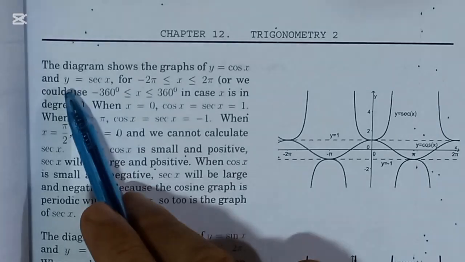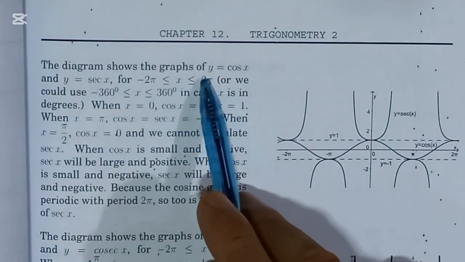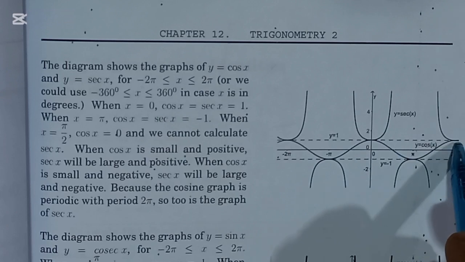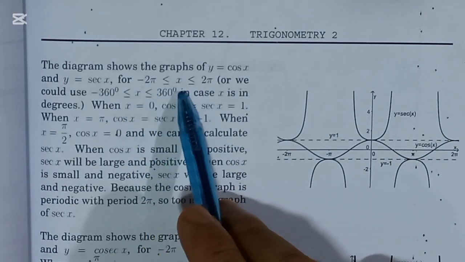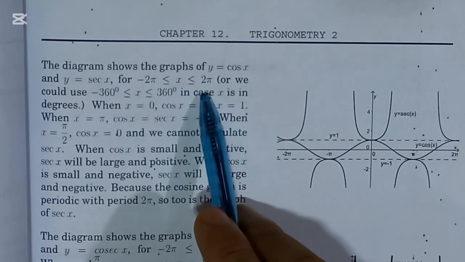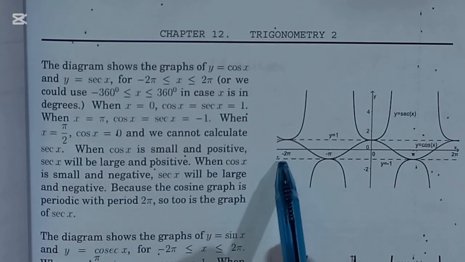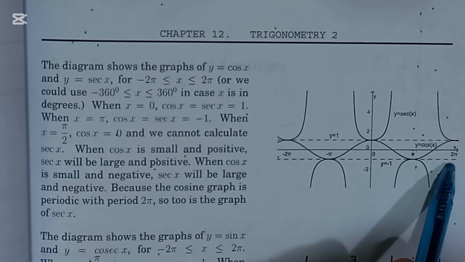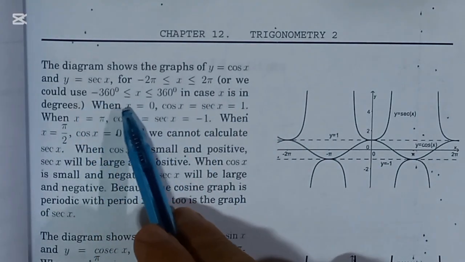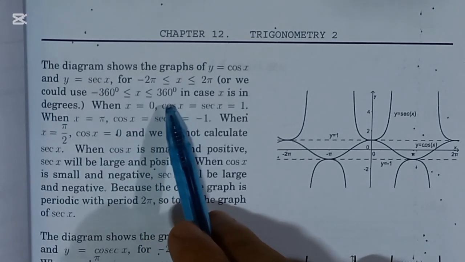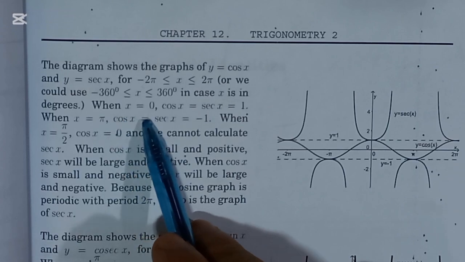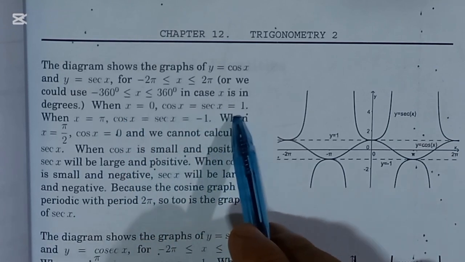So concentrate yourself. The diagram shows the graph of y is equal to cos x, for x greater than or equal to minus 2 pi and less than or equal to 2 pi. So the limit is from minus 2 pi to plus 2 pi, or we could use minus 360 degrees to plus 360 degrees in case x is in degrees. When x is 0, cos x and secant x are 1.